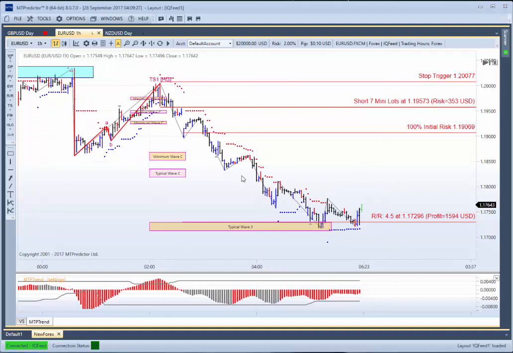Again, we've actually been following this trade setup in our MTP customer training webinars, so I wanted to do the video today just to see how it eventually unfolded and to show you that it has indeed reached the typical wave 3 WPT target where a plus 4.5R profit was available. So a good example of our MTPredictor Holy Grail trade setup unfolding on the euro over the last few days.